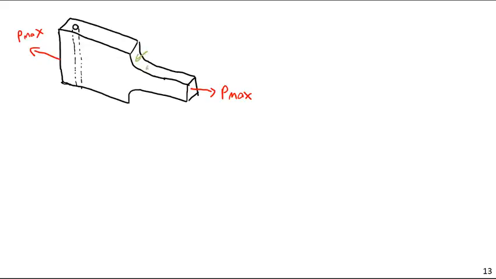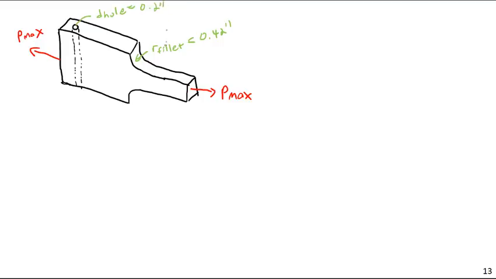Okay, we'll need a few notes on this, dimensions, etc. The radius of this fillet, a small radius like this, is going to be 0.42 inches. The diameter of the hole, D hole, is going to be 0.2 inches. This object does have a uniform thickness, and that's going to be 1 inch. However, the heights here are not uniform. The height here is going to be 3 inches, and the height over here is going to be 6 inches.